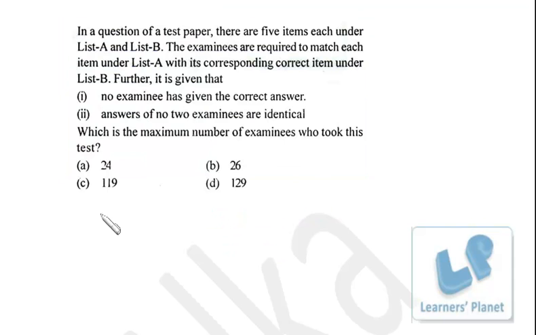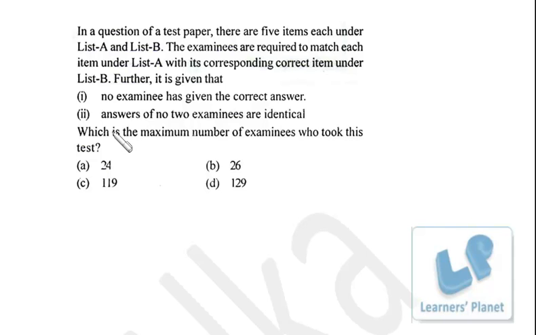Now let's see this problem, an interesting one. In a question of a test paper, there are 5 items each under list A and list B. The examinees are required to match each item under list A with its corresponding correct item under list B. Further, it is given that no examinee has given the correct answer and answers of no 2 examinees are identical. What is the maximum number of examinees who took this test?